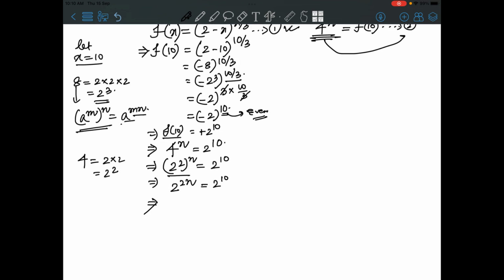As we can see, the base is equal, so the power is equal. So 2n is equal to 10. Now n equals 10 divided by 2, which is equal to 5. And that is the final answer. So n is equal to 5.